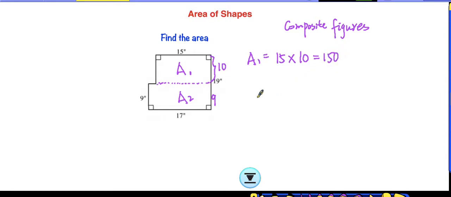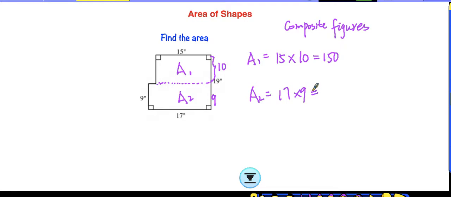Make sense? Okay, so now let's focus on the bottom part. For the bottom part, the length is 17. And again, be careful, for the bottom part, do not confuse it with the top one. 17 times what? Times the width, which is 9. So 17 times 9.